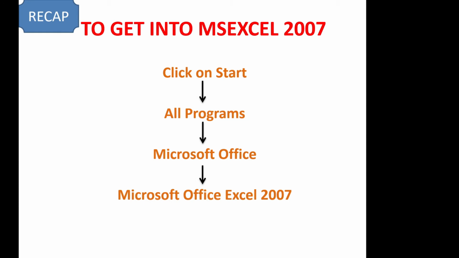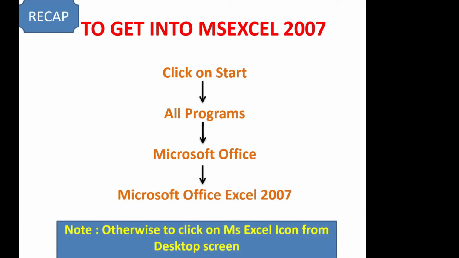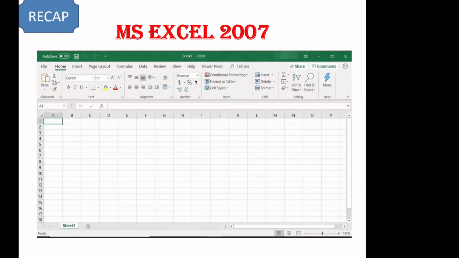To get into MS Excel 2007, click on Start, select All Programs, select Microsoft Office and then click on Microsoft Office Excel 2007. Here is another method, note: otherwise, click on the MS Excel icon from the desktop screen. If it is available, then the MS Excel 2007 window appears.